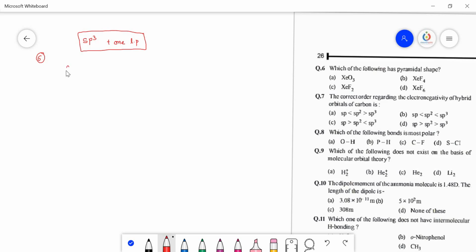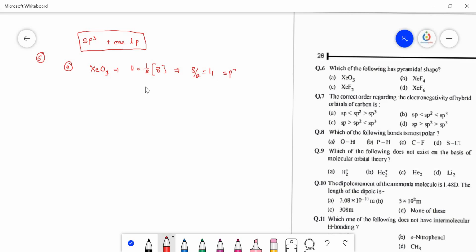Now let us take option A, XeO3. Let us calculate the hybridization of xenon here. H is equal to half into the valency of xenon; it belongs to the 18th group. So the valency is 8 plus the number of single bonds. Single bonds are present, so we need not consider the remaining, just neglect it. So 8 by 2 is equal to 4.